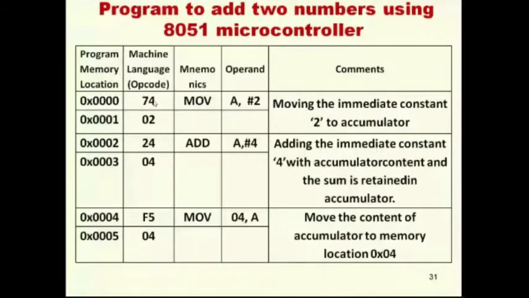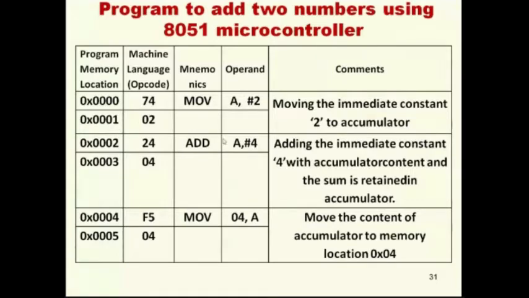operation. With respect to our program, we are moving the immediate constant 2 to the accumulator. That is understood by fetching 74 and then reading that 02 from the next location and keeping it in the accumulator. And the second instruction is ADD A, #4; as the hash indicates, it is immediate addressing. So add the content of the accumulator with the immediate constant 4 and keep the result in the accumulator itself.